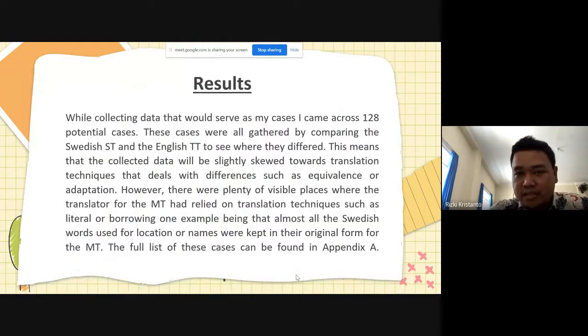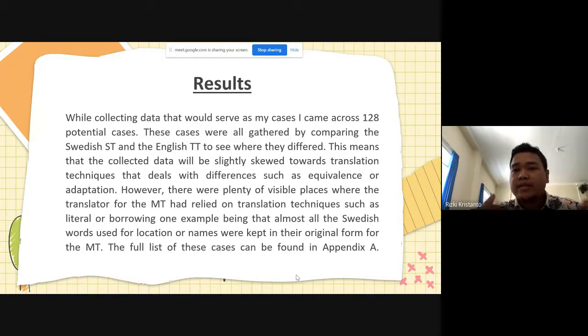And the result is: while collecting data that could serve as my cases, I came across 128 potential cases. So basically, this researcher collected 128 potential cases. And these cases were all gathered by comparing the Swedish ASTI, short text, and the English target text to see where they differed.